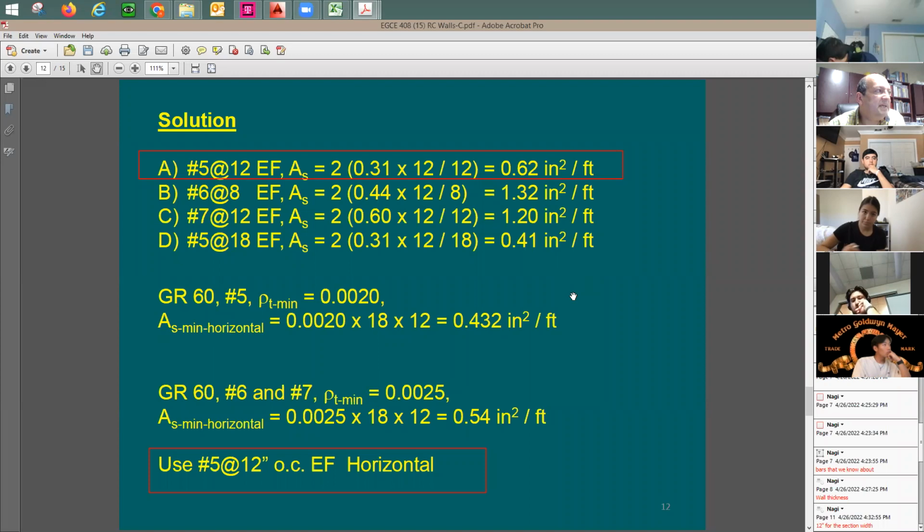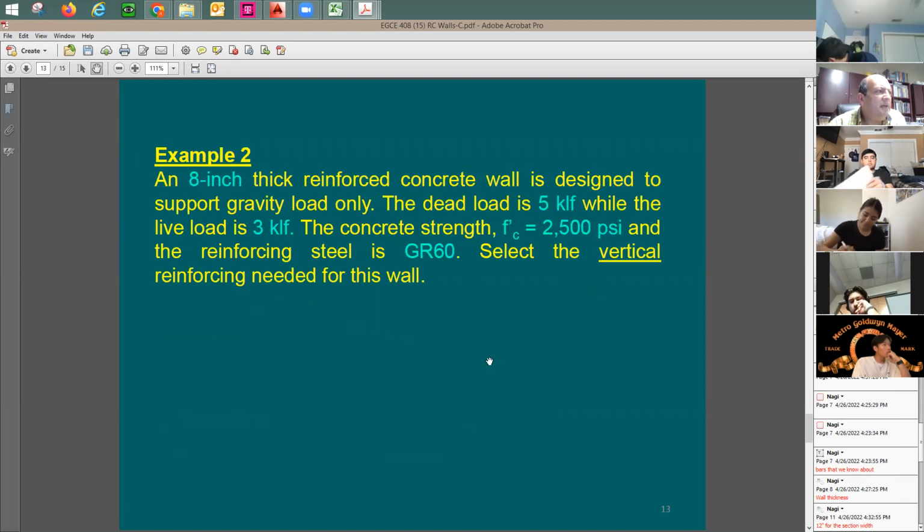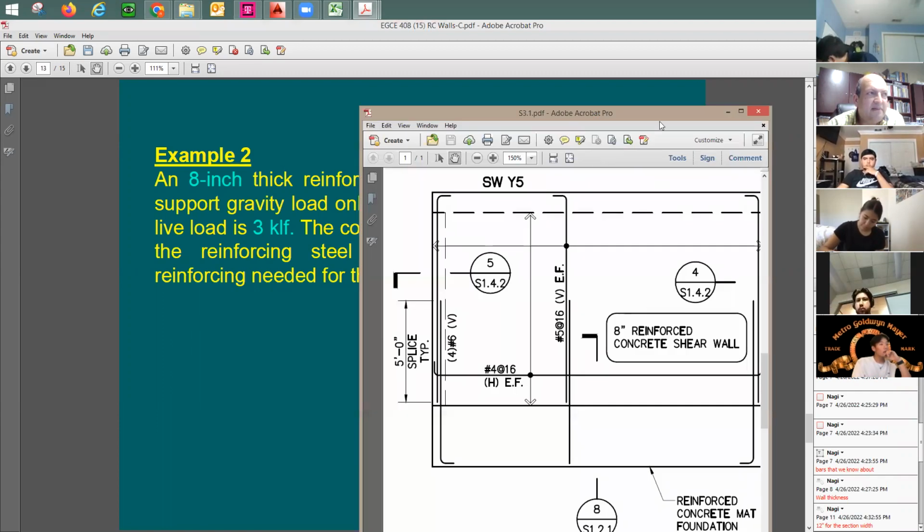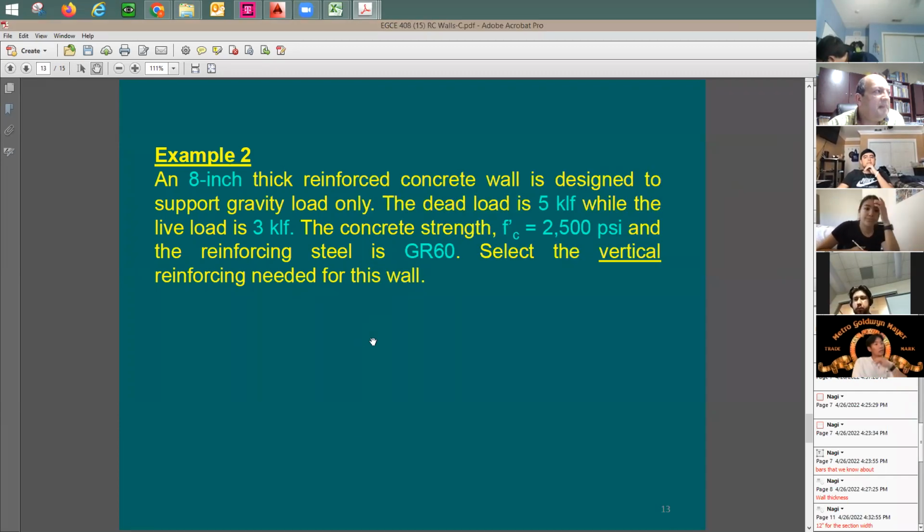All right, second example here. They give me an 8-inch thick reinforced concrete wall. Looks like one of my walls here. 8-inch thick reinforced concrete wall, designed to support gravity load only. Okay. Dead load 5 kips per linear foot.